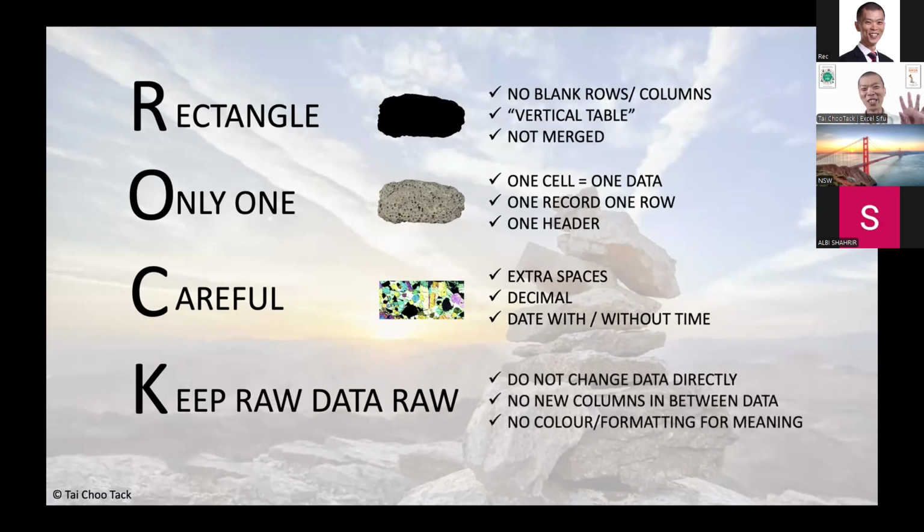We do not want to change our data directly, no new column in between our data, and do not use any color coding. After I shared this one for a couple of years, I realized this is not enough because there are so many common struggles and so many common scenarios people may be facing, especially when they are using the data inside Excel. So how to go about this one?